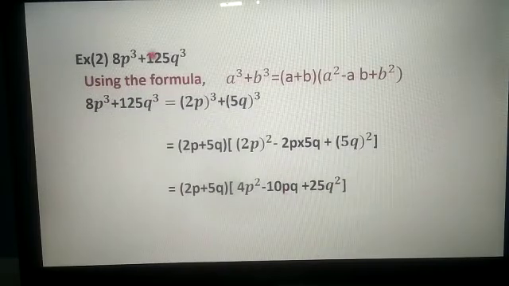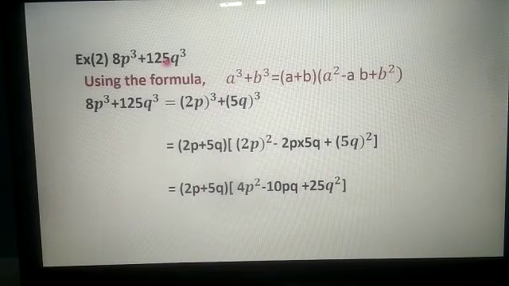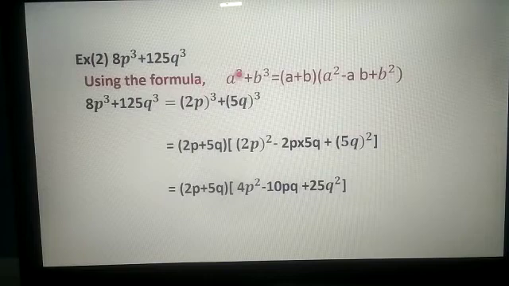8p cube plus 125q cube. Using the formula a cube plus b cube is equal to a plus b into a square minus ab plus b square. Again use that formula. a is what? 2p and b is what? 5q. Now use it and solve the sum.